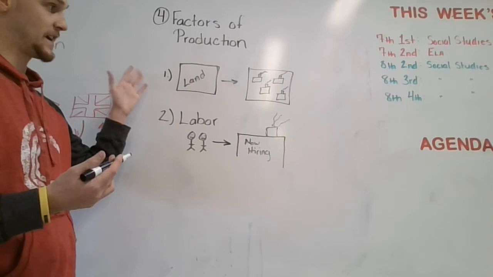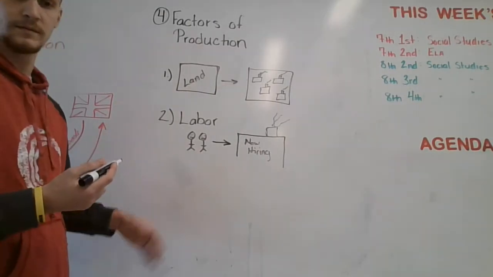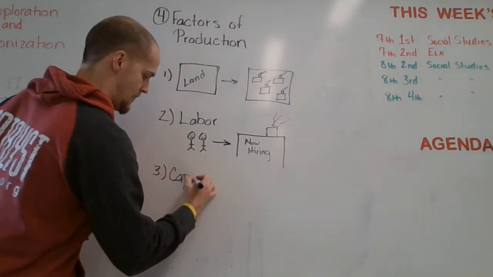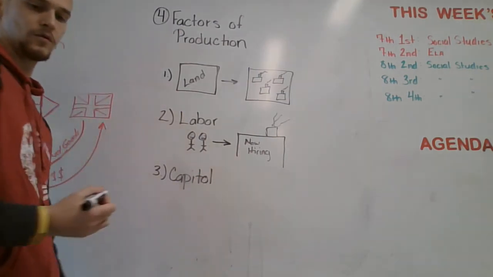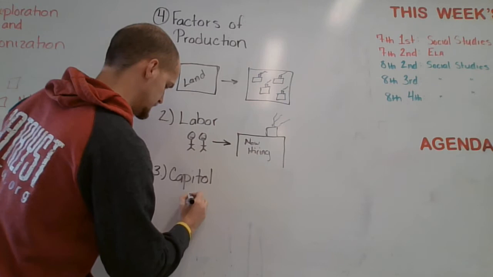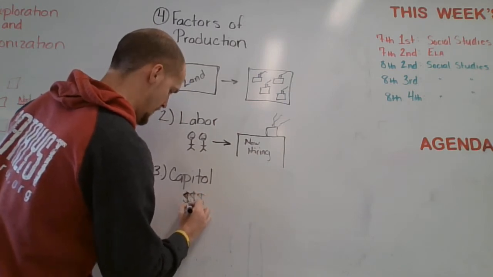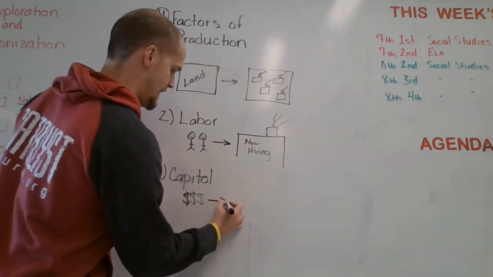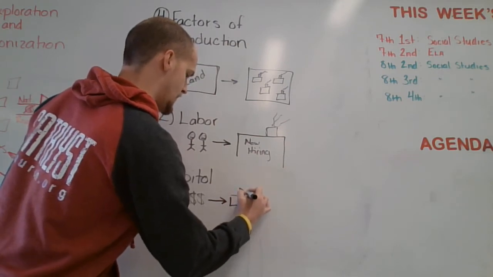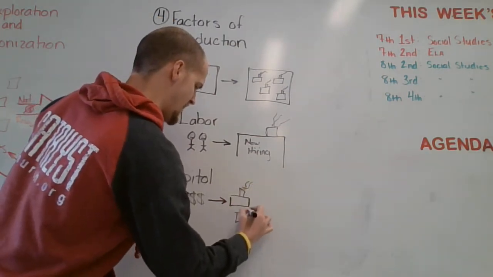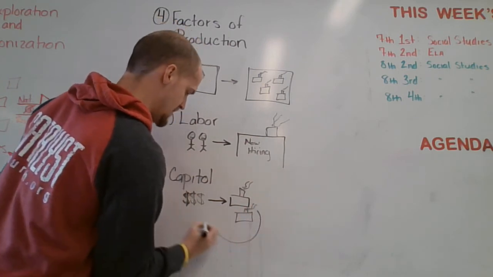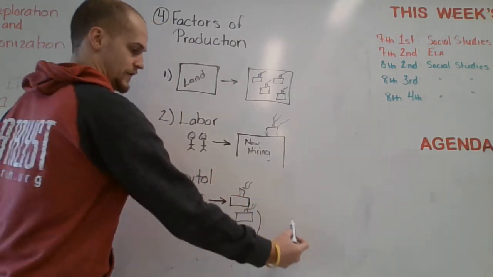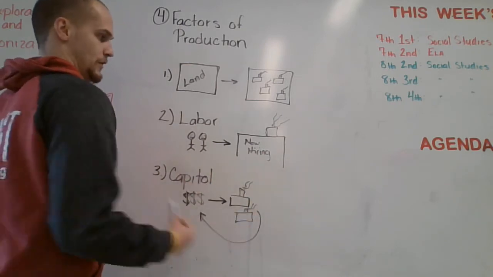So they have the first factor of production, which is land. They have the second, which is labor. The third one, capital. And capital is money up front. All it is is money up front. And you're taking that money, you build the factories, and those factories give you more money back. And then you take the money and you build more factories, and that gives you even more money back. And it continues over and over and over again.